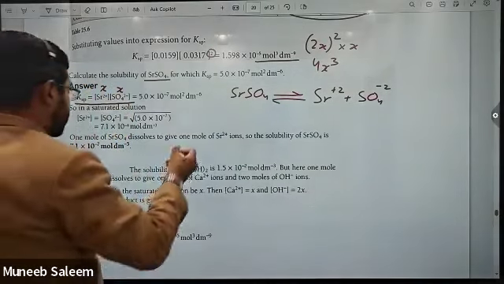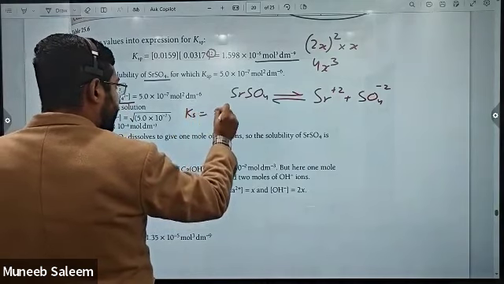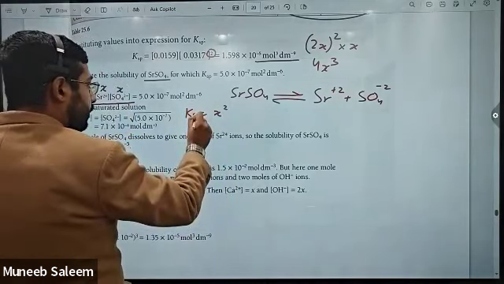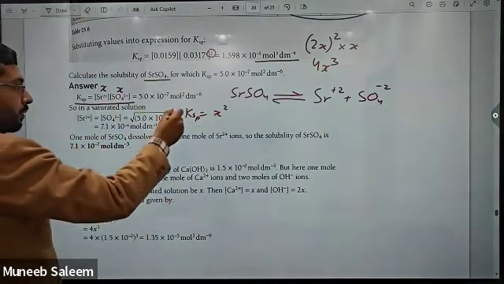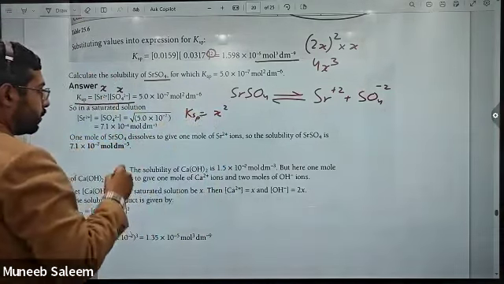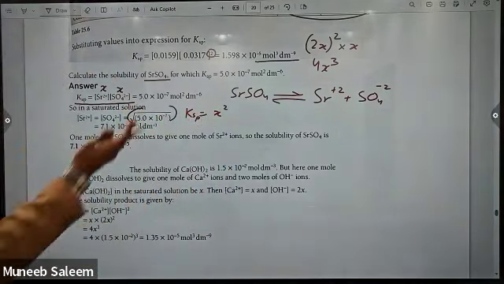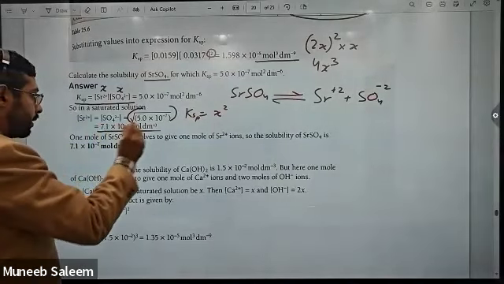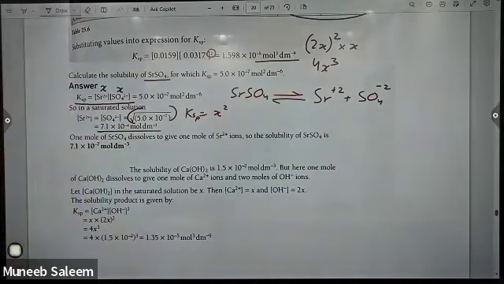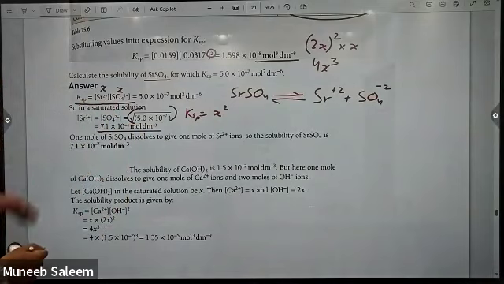Now in the expression, I can write KSP is equal to x square. KSP value is given, so I will take the square root of this value. The square root of this KSP will give me the value of x, that is 7.1. And that is the solubility of either of these two ions, either strontium ions or the sulfate ions.